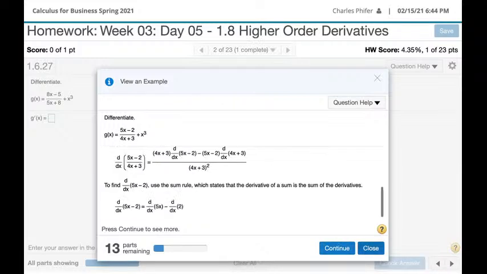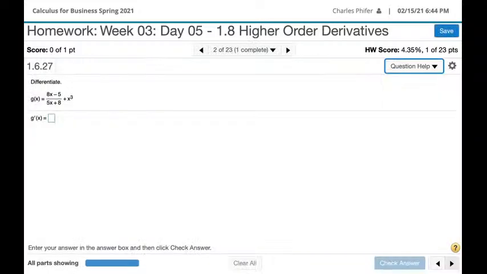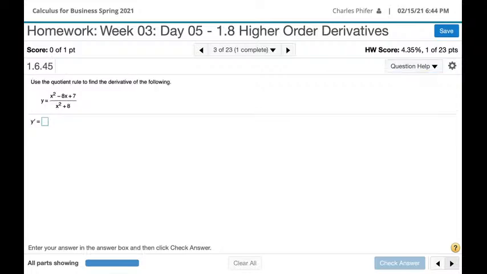I want to get to something. The first one that says 1.8. Again, this is low D high minus high D low over low low. So the bottom times the derivative of the top minus the top times the derivative of the bottom over the bottom squared. That's the quotient rule. Product rule with chain rule. I'm going to let that one be. I kind of want to get into section 1.8.